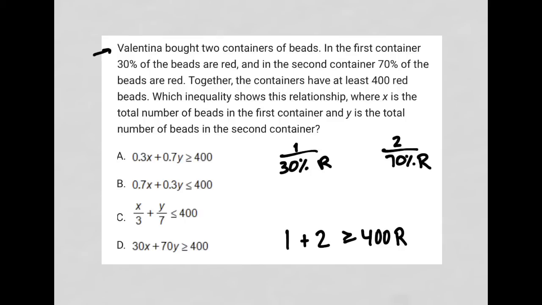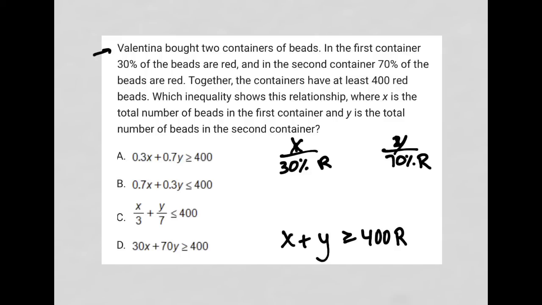in the first container and Y is the total number of beads in the second container. So let's just get rid of this 1 plus 2 and make it X plus Y. And because we're talking about number of beads, this is also going to be X and this is also going to be Y, of course. So how do we relate this?